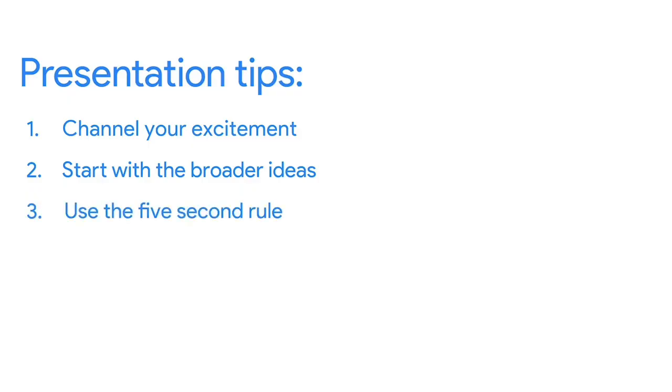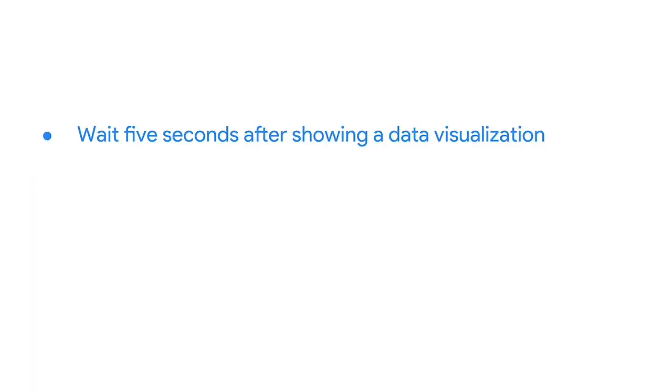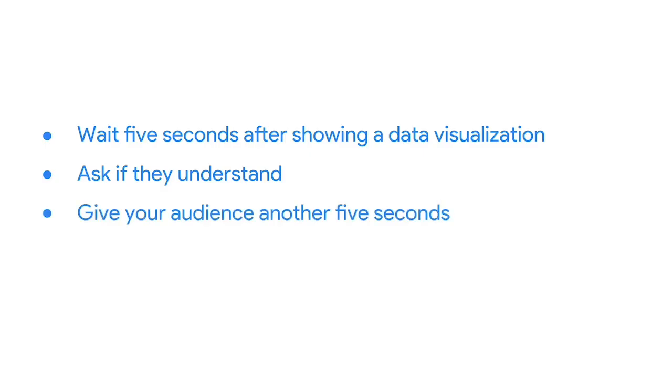We also learned about the 5-second rule. As a quick refresher, whenever you introduce a data visualization, you should use the 5-second rule and ask 2 questions. First, wait 5 seconds after showing a data visualization to let your audience process it. Then, ask if they understand it. If not, take time to explain it. Then, give your audience another 5 seconds to let that sink in before telling them the conclusion you want them to understand. Try not to rush through data visualizations.